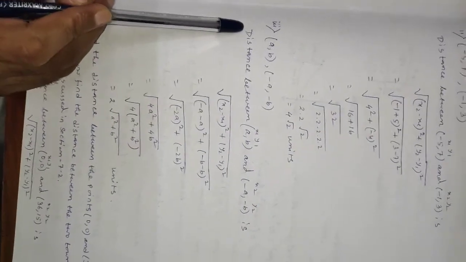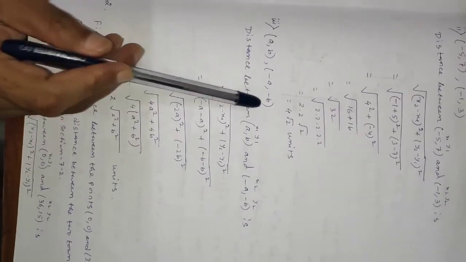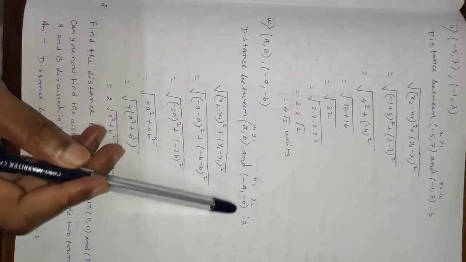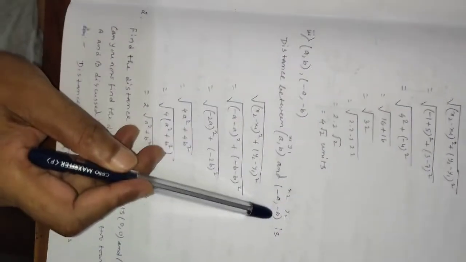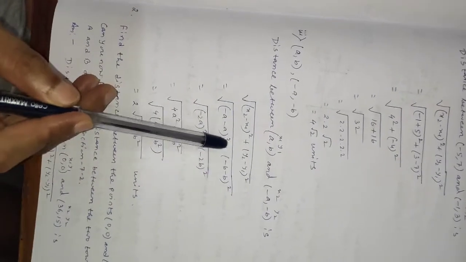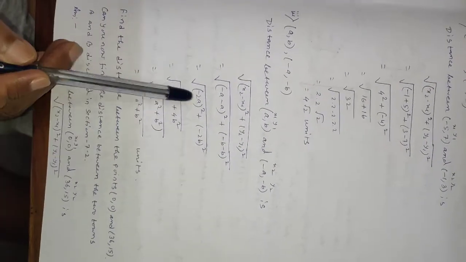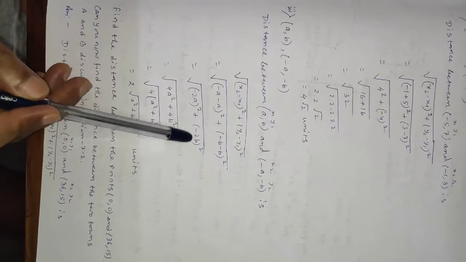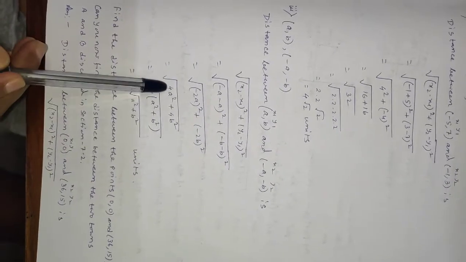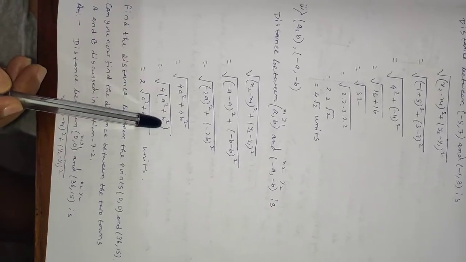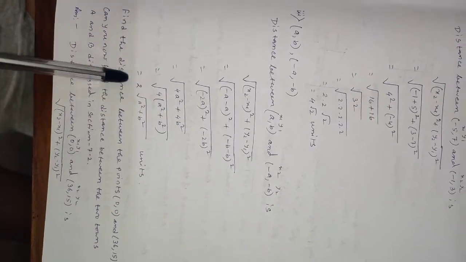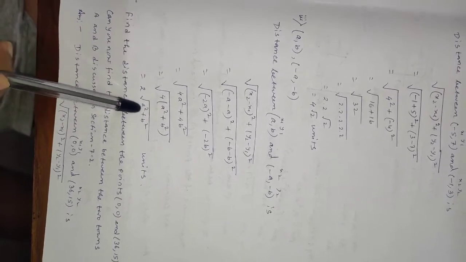Now third one, points are given: A, B and minus A, minus B. So the distance between (A, B) and (minus A, minus B) is the same formula, you can put x1 y1 x2 y2. Then minus A whole square plus minus B whole square, that is minus 2A whole square plus minus 2B whole square. Then under root we are getting 4A square plus 4B square. 4 common out, A square plus B square left over, root 4 makes 2, and the square root of this will be left over. This is the answer to this.